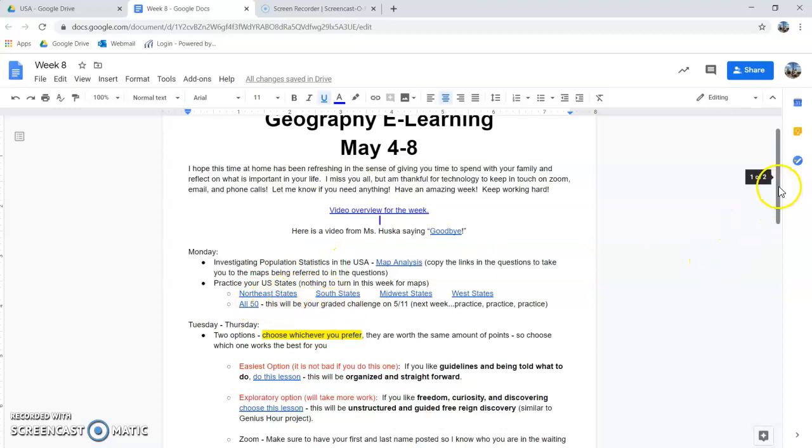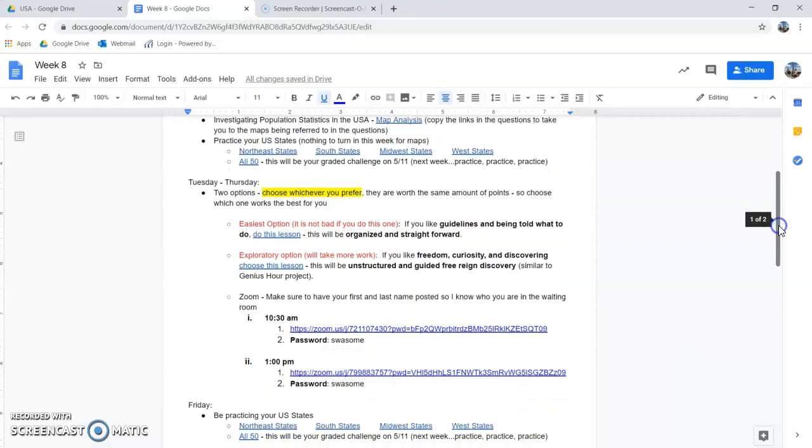Tuesday, you have an option, and we're going to do this Tuesday through Thursday. You have an option for one of two lessons. What you need to do here is decide what type of lesson you want to have. Do you want an easy, straightforward one? It's not bad to have that. It's very guided. You're told what to do. It's organized, straightforward. So if that's you, that you want things simple and straightforward, this is the lesson that you're going to want to do.